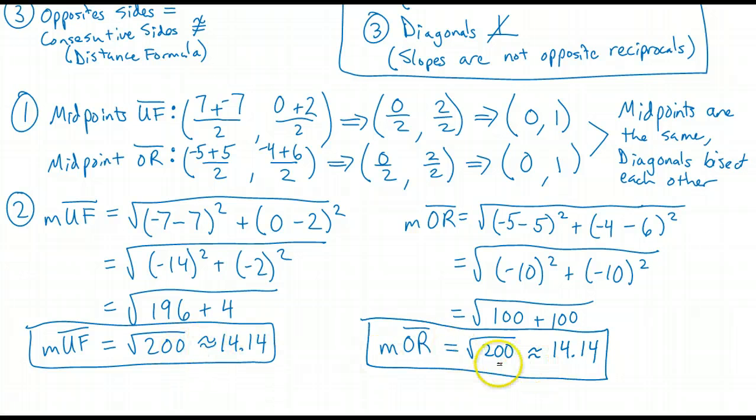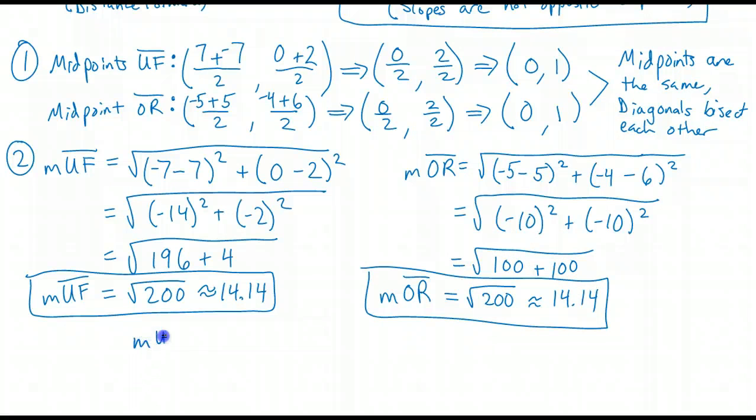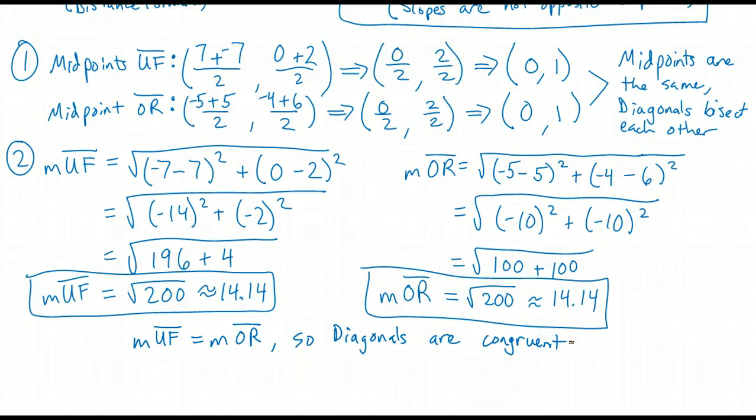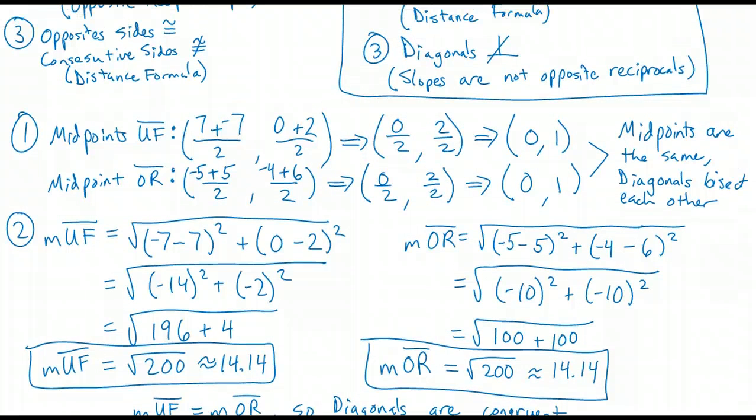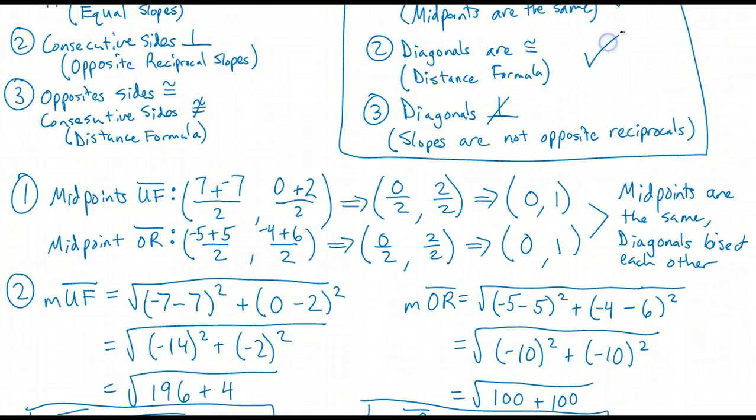Notice that I got the same answer twice. That's what I want to see. But I got that number by using different numbers. So what does that tell me? Well, the measure of UF is equal to the measure of OR, so my diagonals are congruent. I just showed step 2. Now I need to go to step 3.